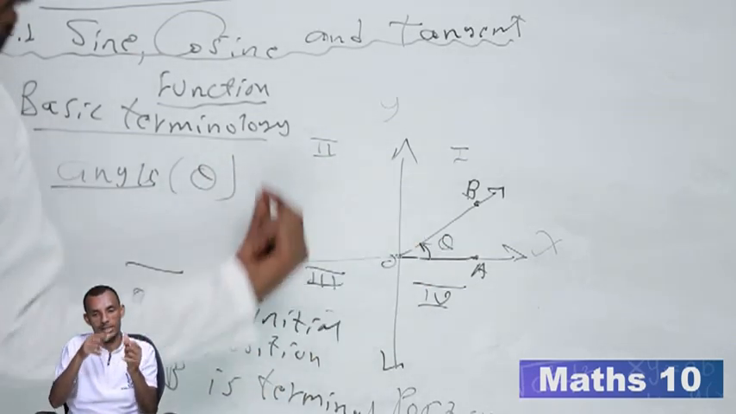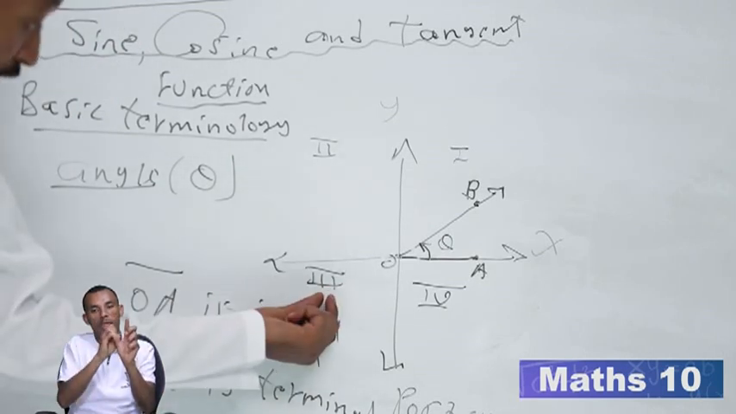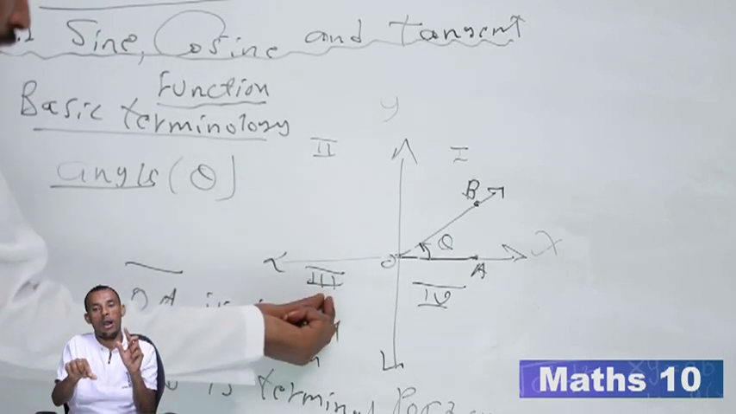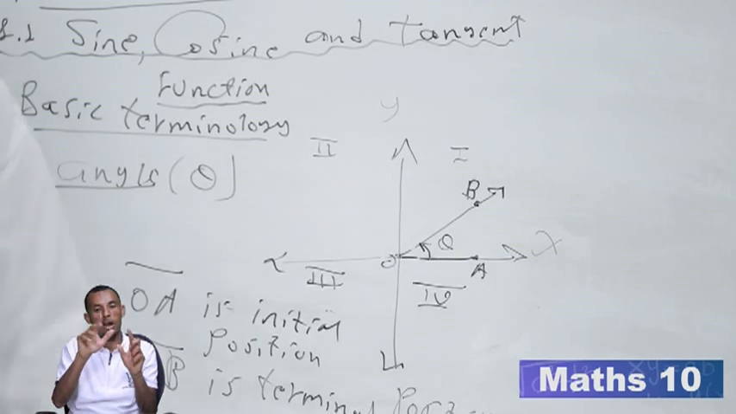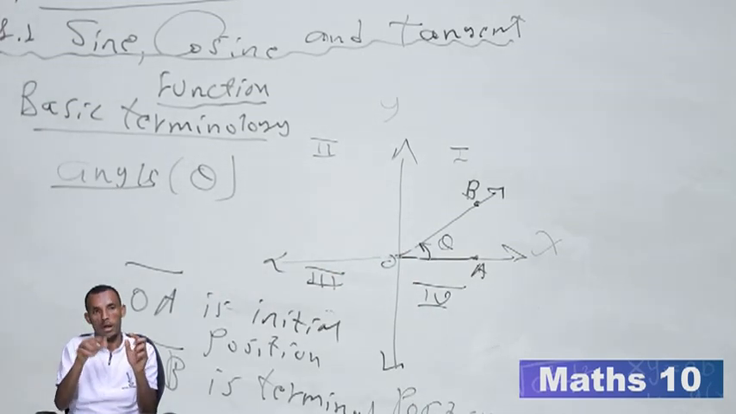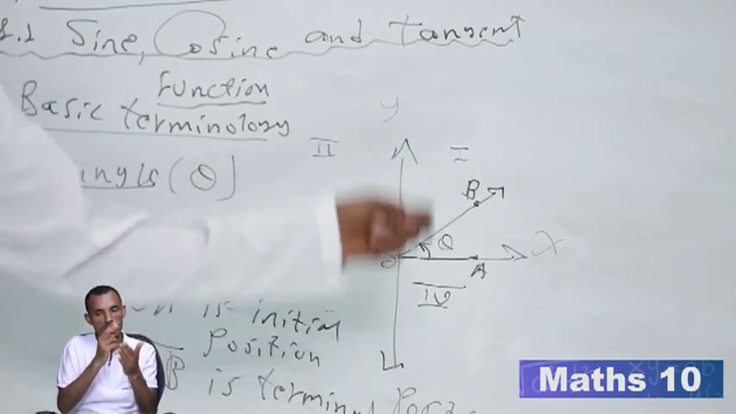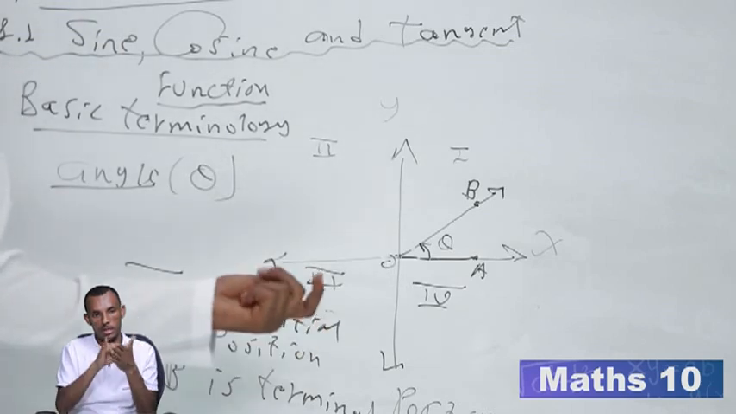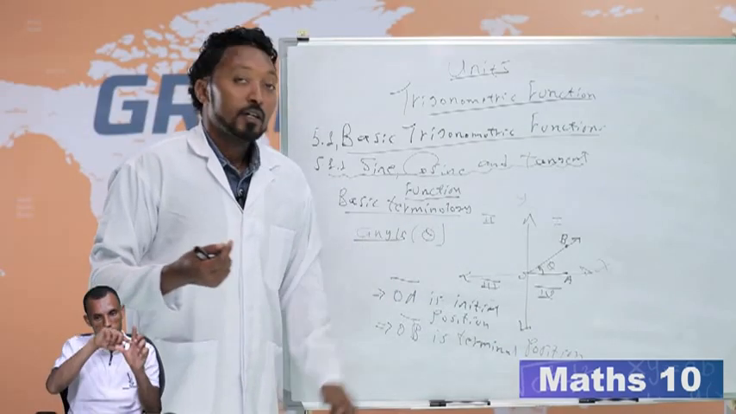The terminal position of theta is in the third quadrant, therefore the angle is known as a third quadrant angle. The terminal position of theta is in the fourth quadrant, therefore the angle is known as a fourth quadrant angle. Therefore, these are the four quadrants where the angle lies.